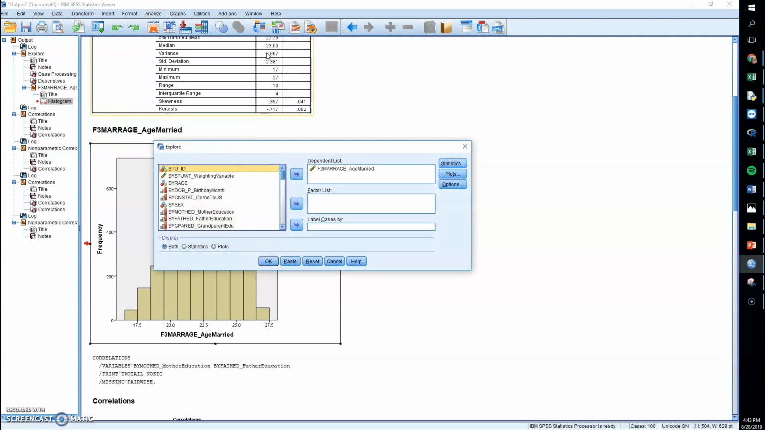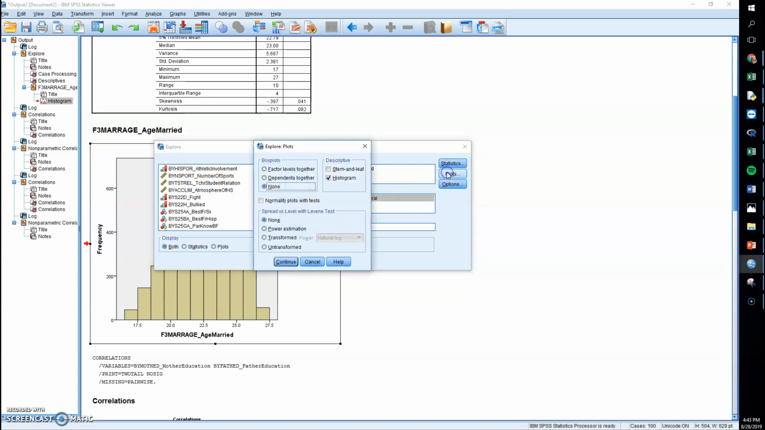go to Explore. I'm going to keep that marriage as my dependent, but now I'm going to put a factor in, and that factor for me is going to be the urban variable right here. And after I do that, I'm going to go to plots, and we'll put the factor levels together.